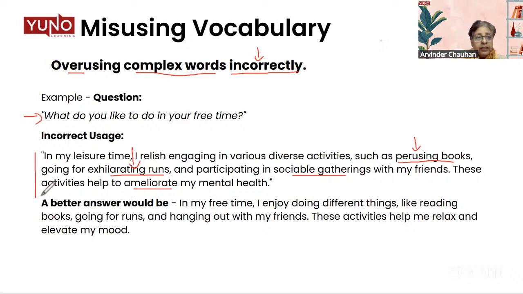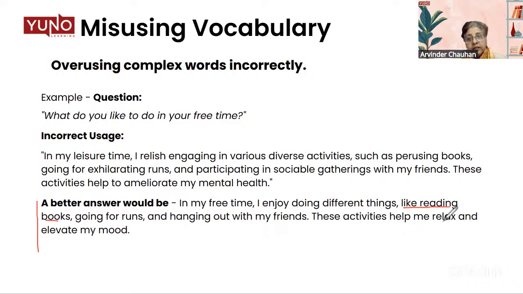Okay, let's look at a better answer. So in my free time, I enjoy doing different things like reading books, going for runs, and hanging out with my friends. These activities help me relax and elevate my mood. Such a nice answer. Simple, very simple language. So keep your language very simple. And I always feel that you should focus on a smooth flow, rather than going for vocabulary or memorizing vocabulary, which even you may not remember at that point of time.